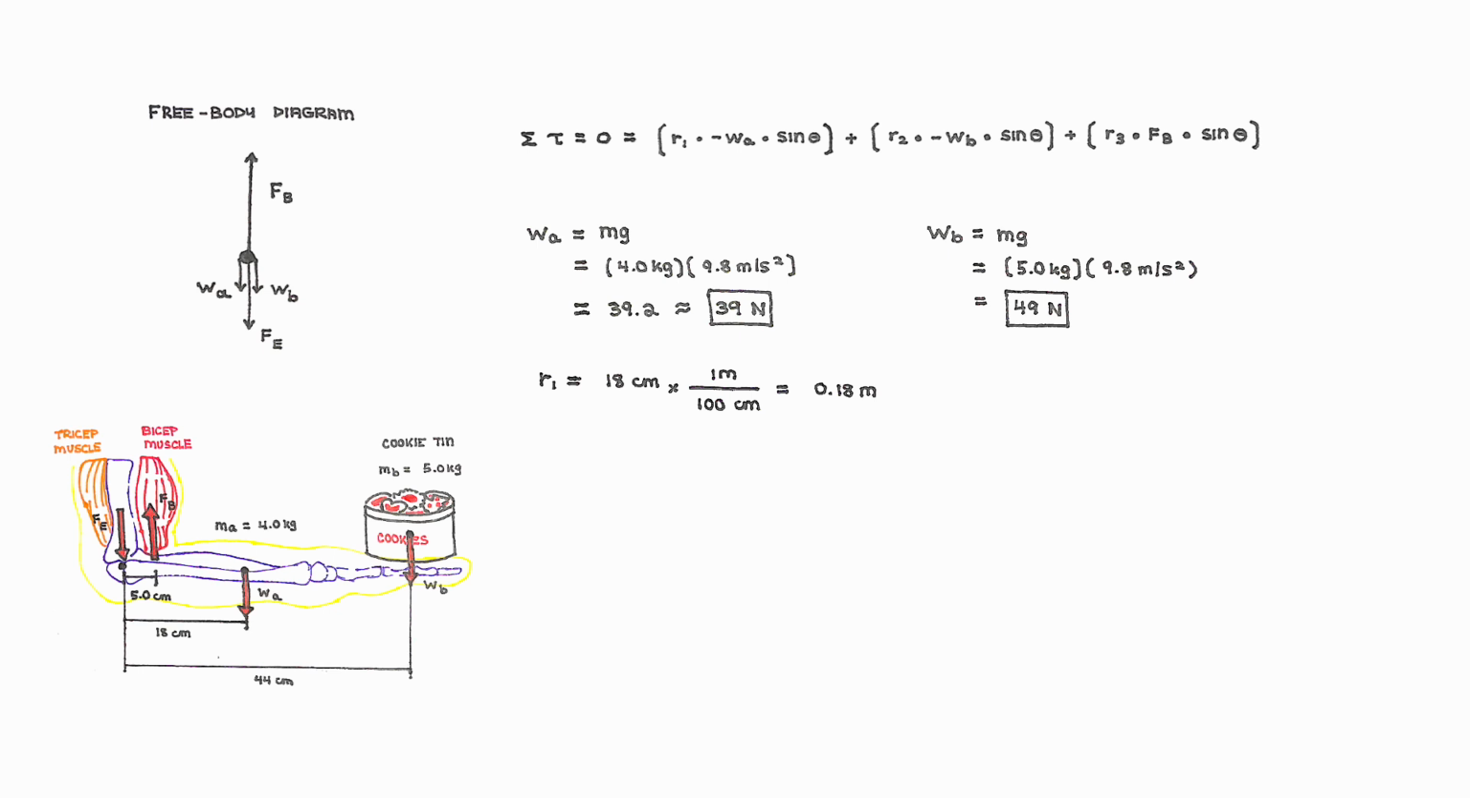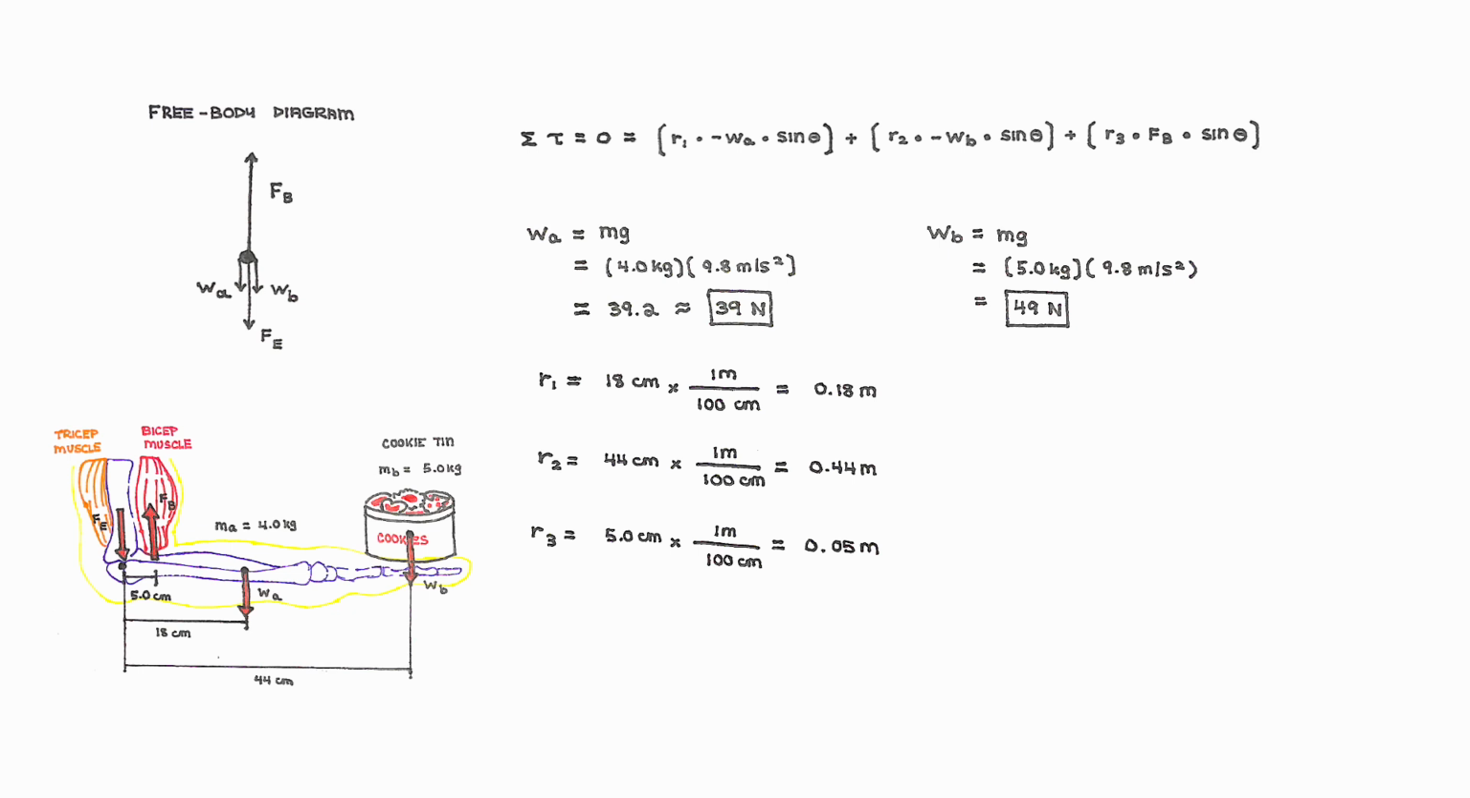Another variable we will need is R. Even though R is already given to us in the picture, we must first convert these values from centimeters to meters, using the conversion factor 1 meter equaling 100 centimeters. So after using the conversion factor, we see that 18 centimeters becomes 0.18 meters, 44 centimeters becomes 0.44 meters, and 5 centimeters becomes 0.05 meters.